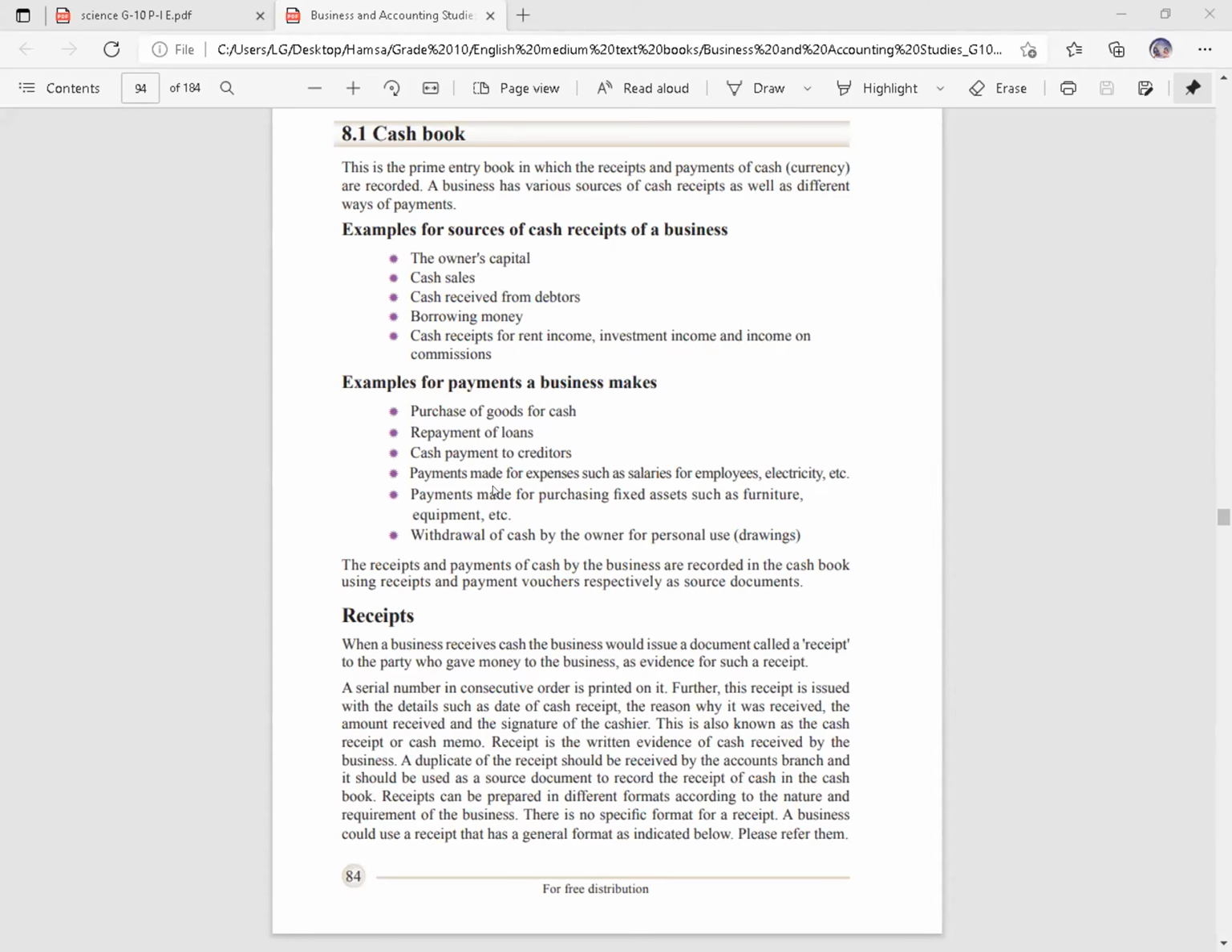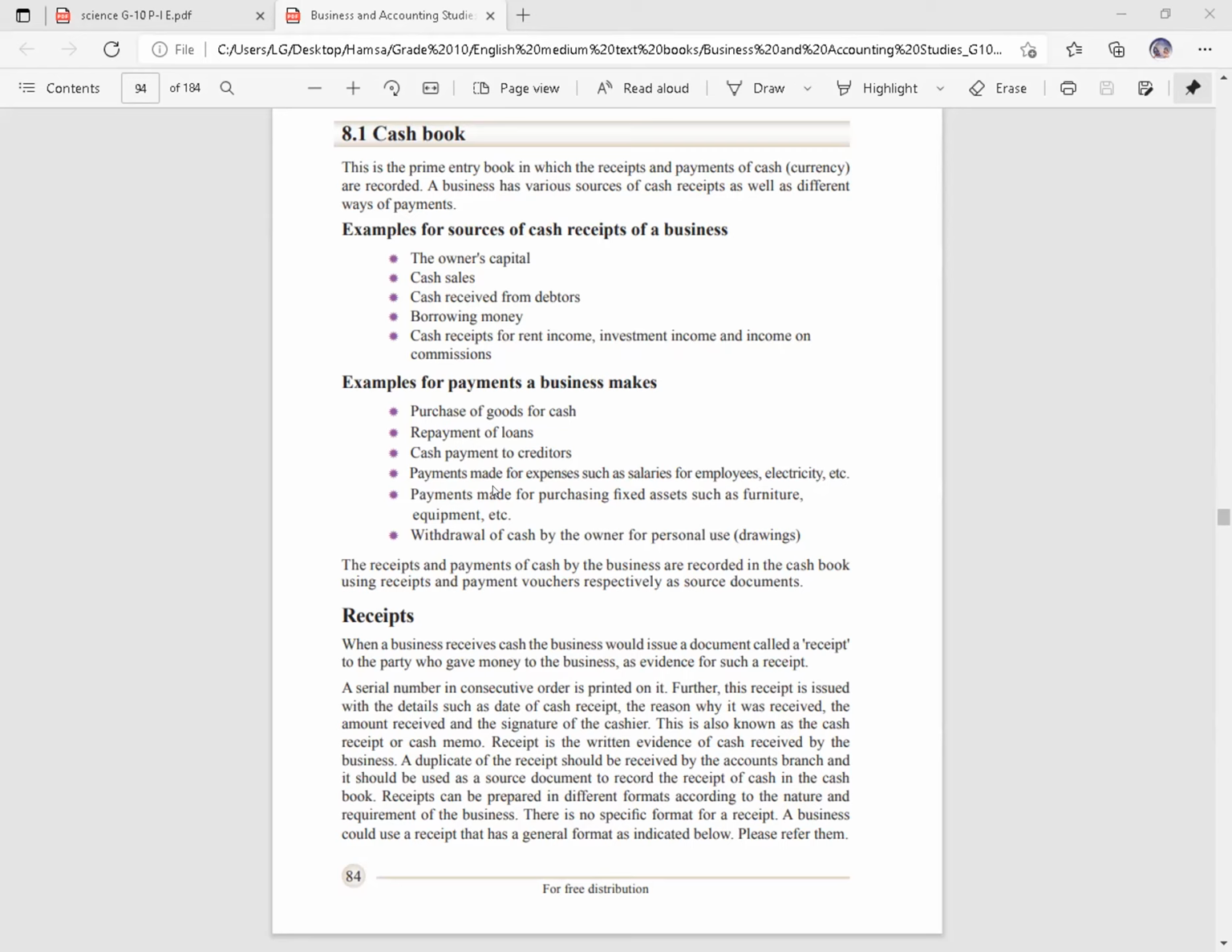Okay. The next one, examples of payments a business makes. The cash is going out, an outflow of cash in a business, right? Those are called payments. So what are the payments that a business can make? One is while purchasing goods. While purchasing goods, the business will make payments. The business will pay the suppliers, right? So that is a payment for a business.